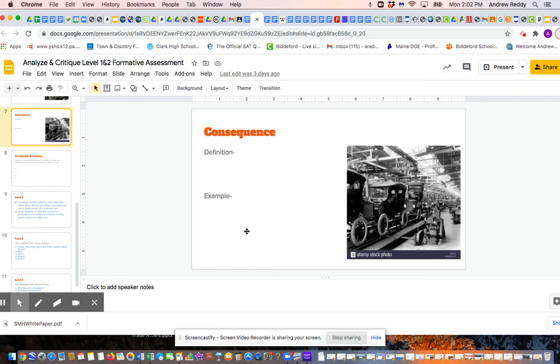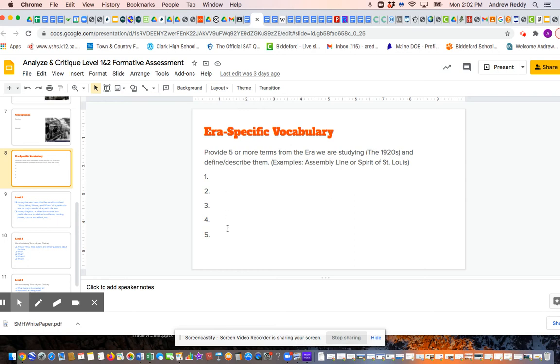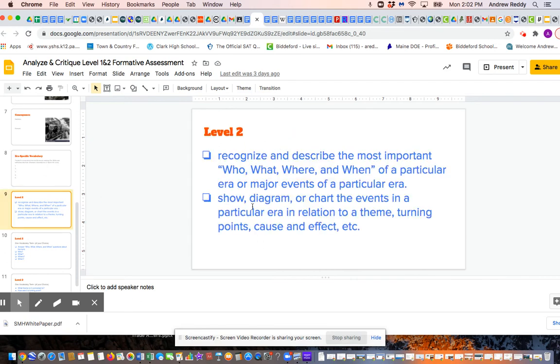it from the 1920s. Here you're going to independently provide 5 or more terms from the era we are studying, the 1920s. Examples would be something like the assembly line or the Spirit of St. Louis. Again, if you go back to the reading assignments, you'll be able to see and come up with 5 terms. Once you have those 5 terms and an explanation for them, don't just list them, you want to also define and describe them.